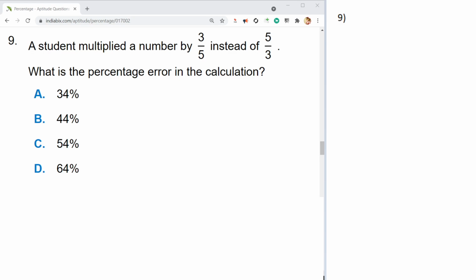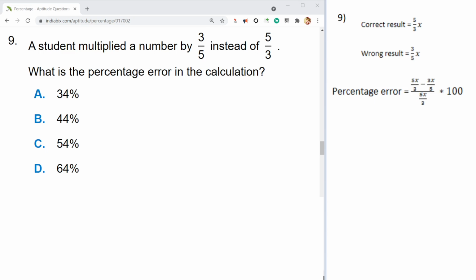A student multiplied a number by 3 by 5 instead of 5 by 3. What is the percentage error in the calculation? Let the initial number be x. Then he multiplied with 3 by 5 instead of 5 by 3. So the correct result is 5 by 3 into x. Wrong result is 3 by 5 into x. We need to find the percentage error. Percentage error means difference in the values by correct value into 100.